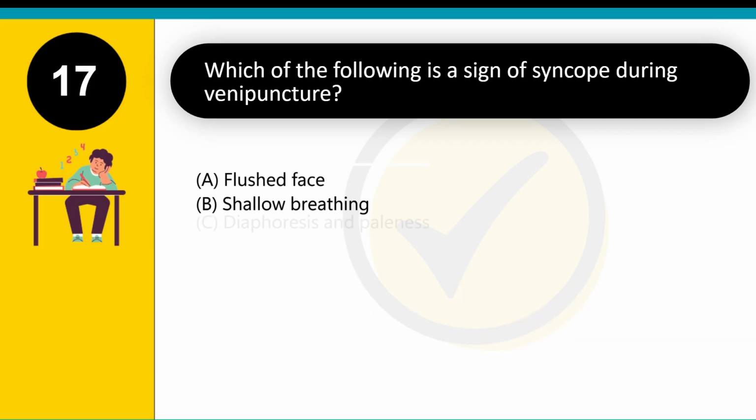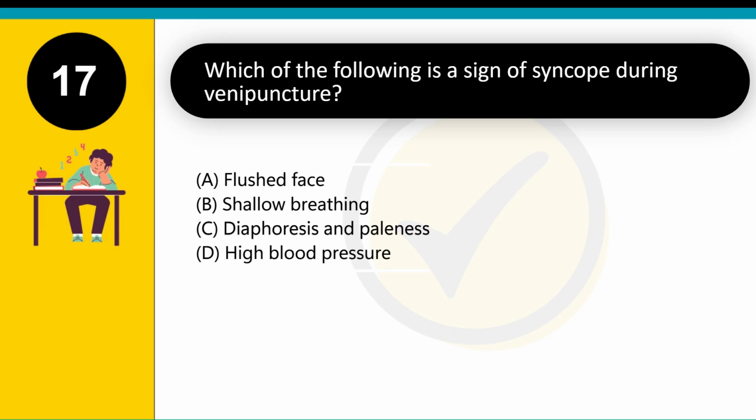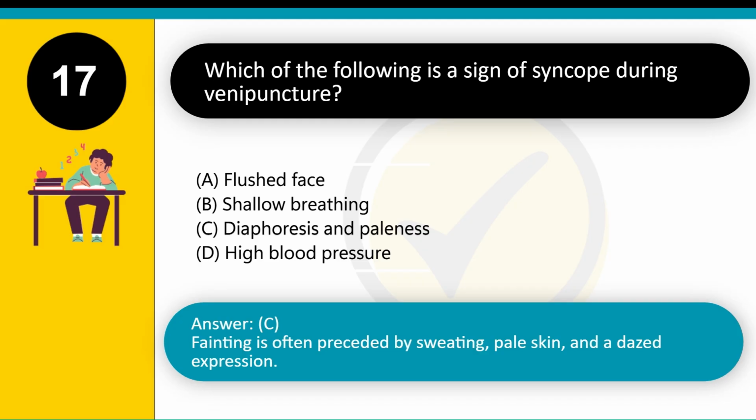Which of the following is a sign of syncope during venipuncture? A. Flushed face. B. Shallow breathing. C. Diaphoresis and paleness. D. High blood pressure. Answer C. Fainting is often preceded by sweating, pale skin, and a dazed expression.